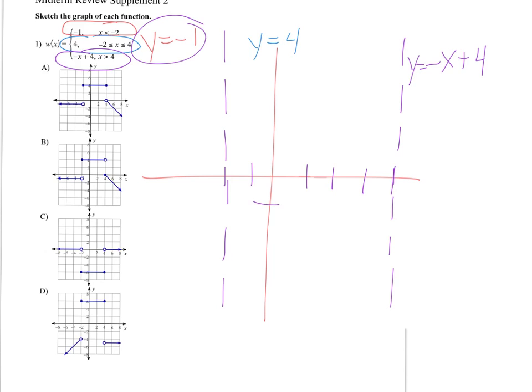Y equals negative 1 is a horizontal line at y equals negative 1. The only part of this that I care about is in this leftmost section. So that's going to be this segment down here. I'd like us to notice that A and B both have that line segment drawn. C does not, and D does not.